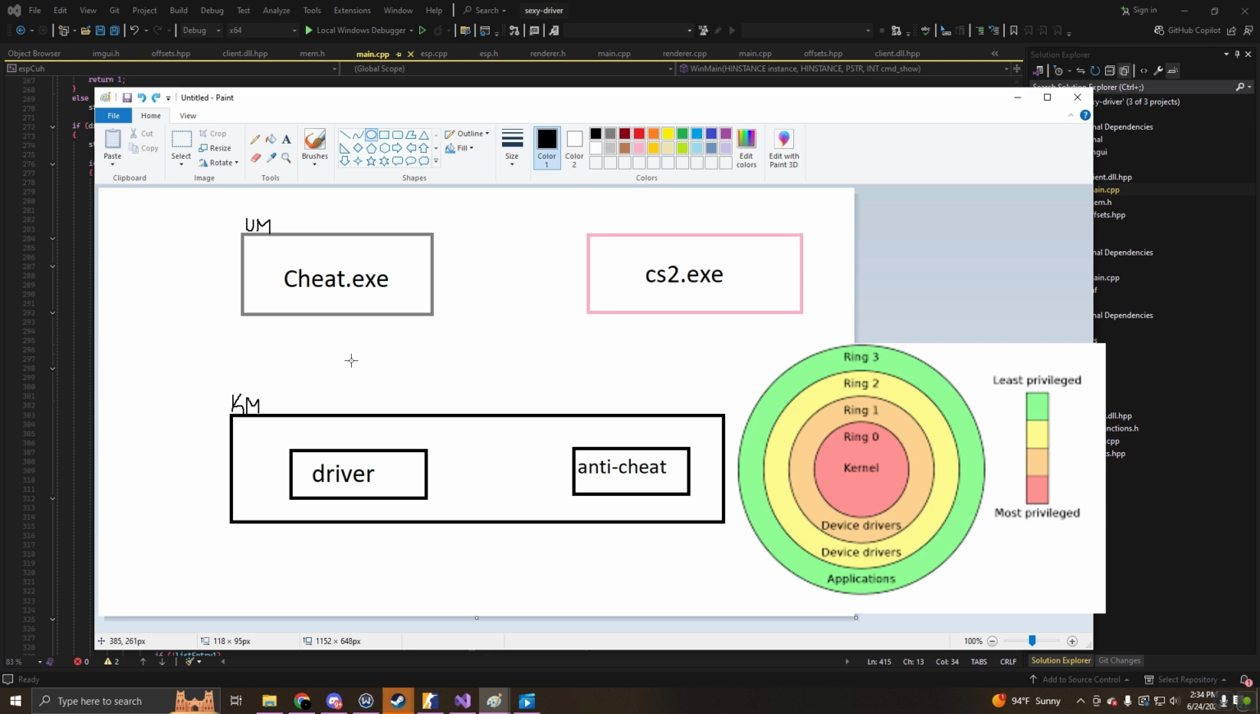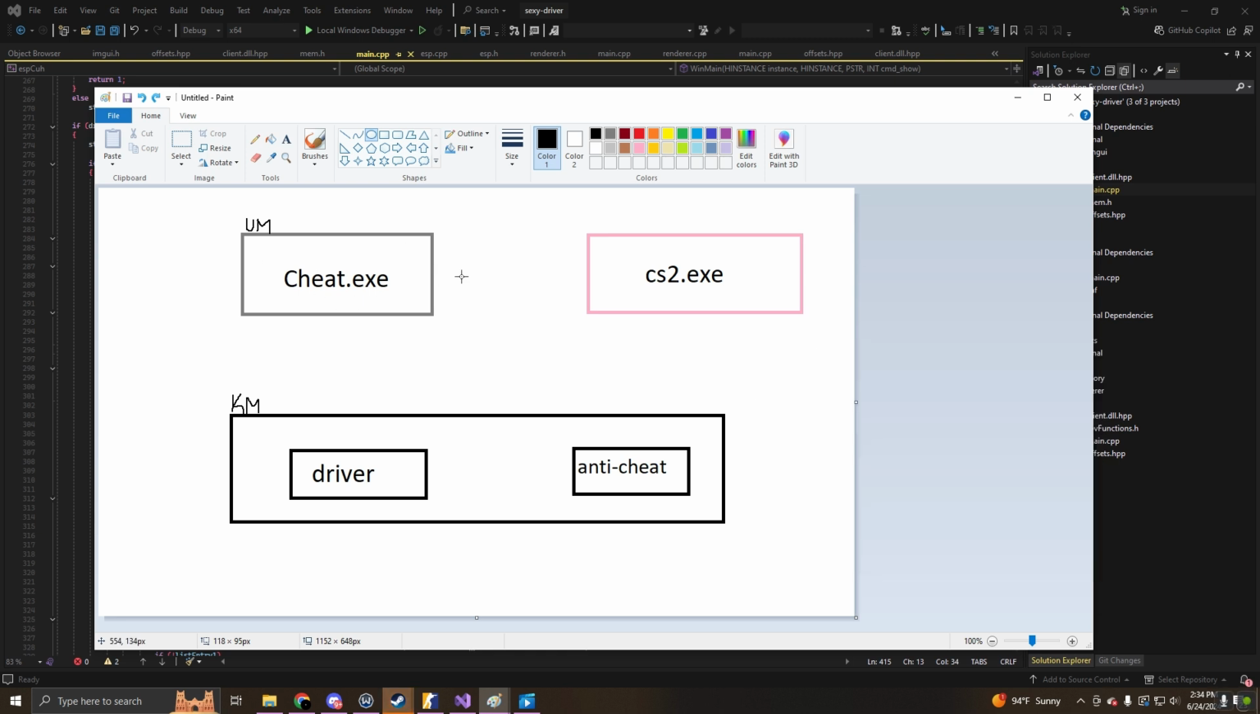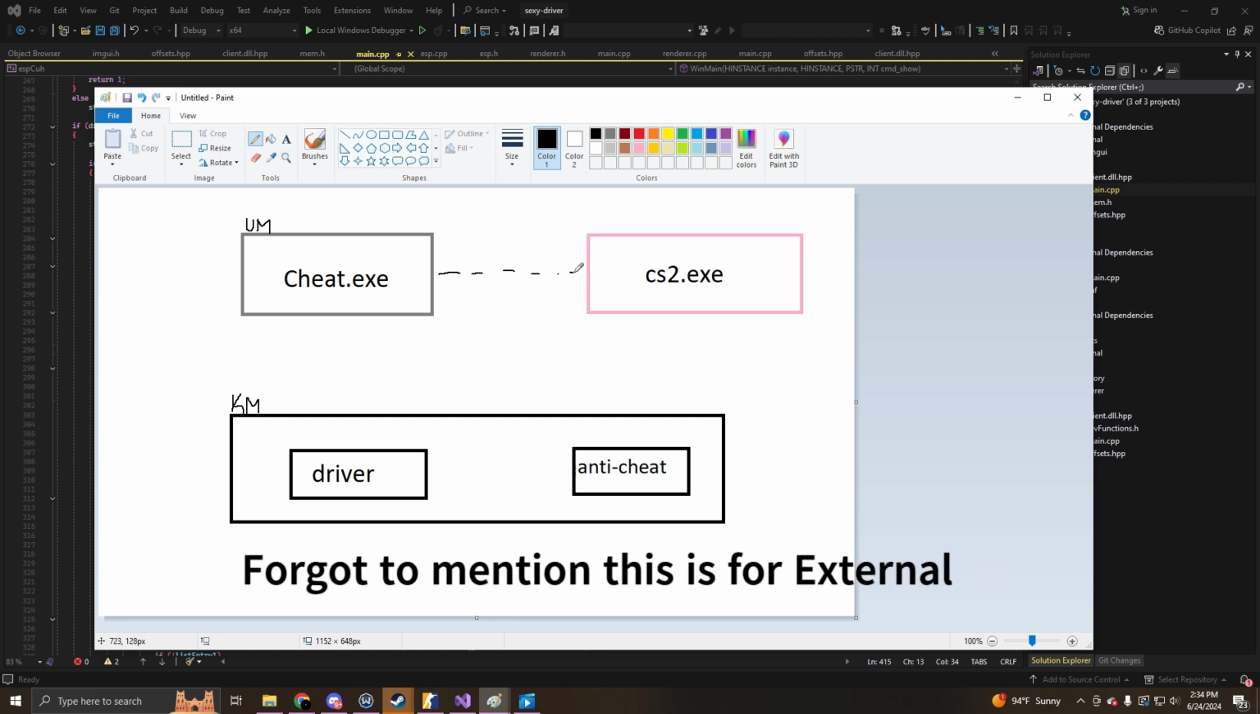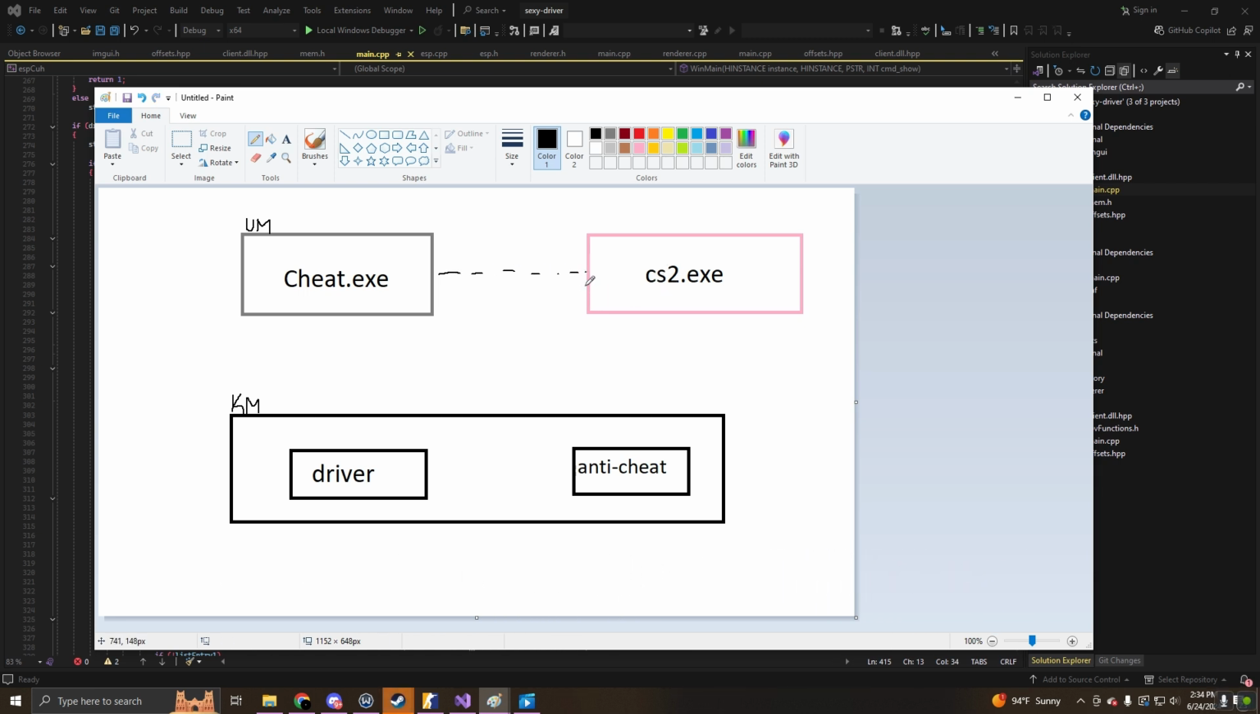So when you try to read process memory from a game, read or write, this is my cheat here. Let's say I try to go over here and read some memory from CS, and then I have it sent back to me, right? The anti-cheat, which is in the kernel, can see all this activity right here, and that's how you get detected, and that's how most cheats get banned.